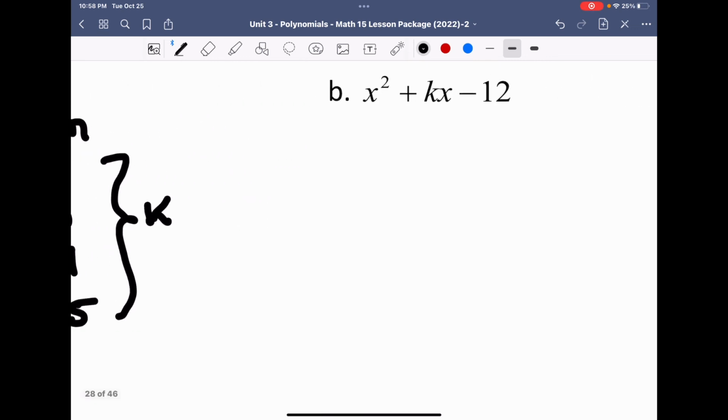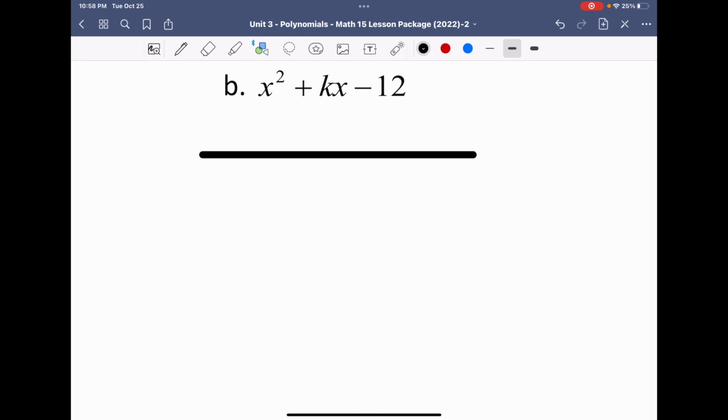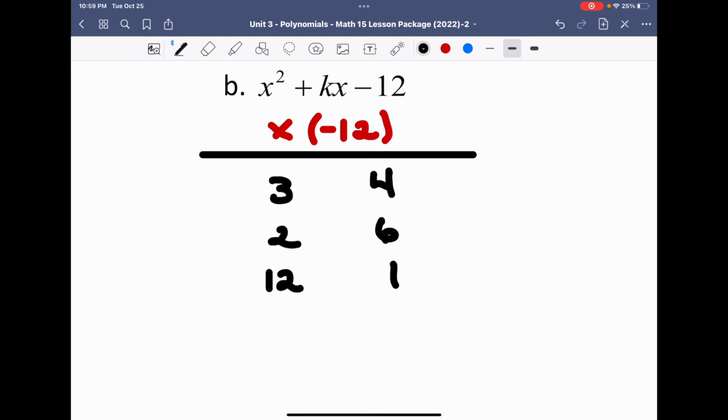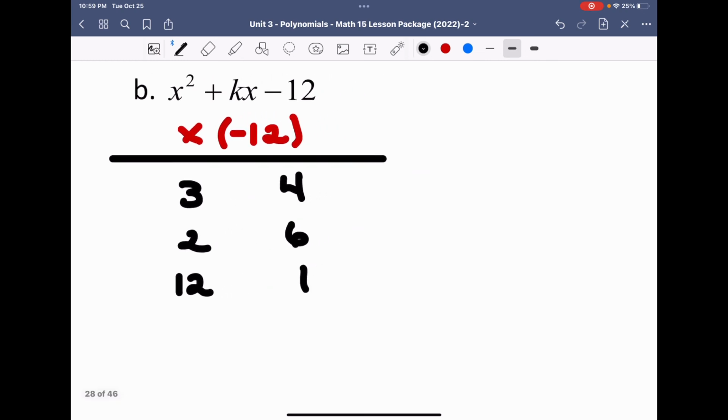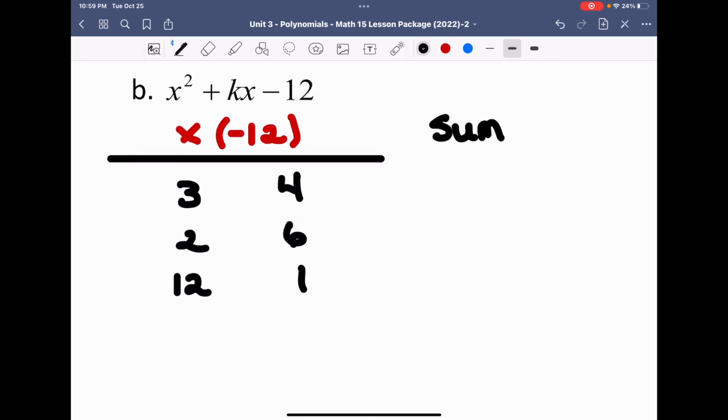Now let's do the same thing with our next one here. If I create that same kind of table where I have to multiply to make negative 12, but then add to make k, things that multiply to make 12 are going to be 3 and 4, 2 and 6, 12 and 1. Now, what does this mean about the sum? If they add to be k, then 3 plus 4 is 7, 2 plus 6 is 8, 12 plus 1 is 13.